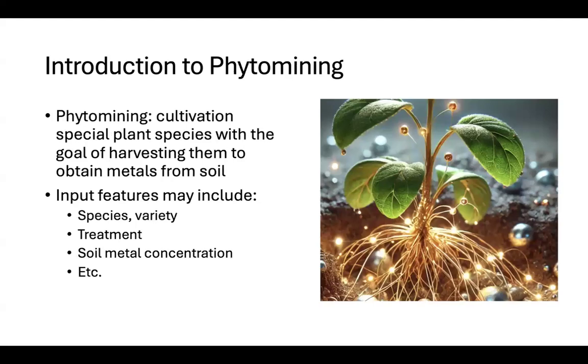So we are going to be using some example phytomining data. Just as an introduction, phytomining is the cultivation of special plant species with the goal of harvesting them to obtain metals from soil. The input features for this kind of data may include species and variety, treatment, soil metal concentration, and others.